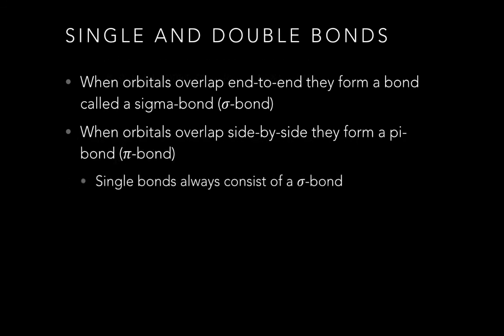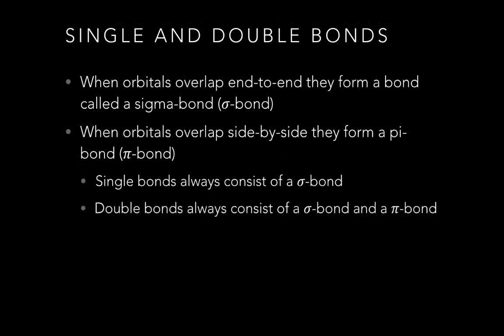And when orbitals overlap side by side, they form what is called a pi bond. And we see our little pi symbol there as well. Now, anytime we have a single bond, it consists of a sigma bond. Anytime we have a double bond, it consists of a sigma bond and a pi bond. And that's the double bond that we think of. So a double bond is a sigma and a pi. A single is always just a sigma.